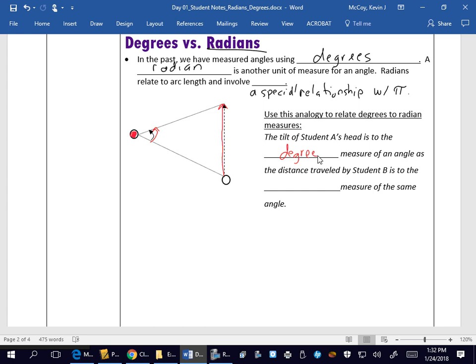The distance that the person actually walks is actually going to be the radian. So this part right here amounts to what's ultimately going to be considered the radian. So it's the same measure of the same angle, but it's done in distance traveled as opposed to the tilt. So that's, it's not the best example, but it is something that we can go off of.